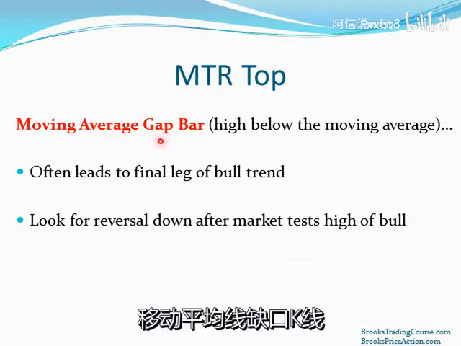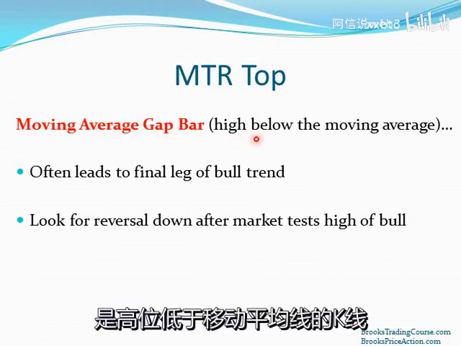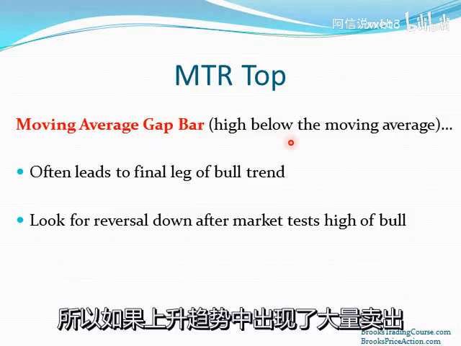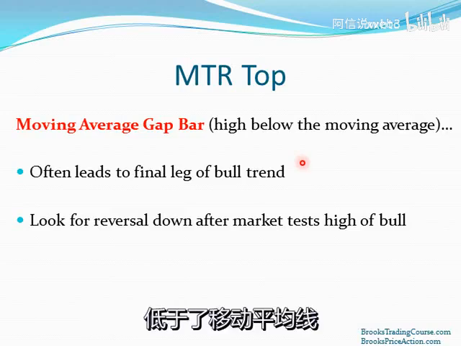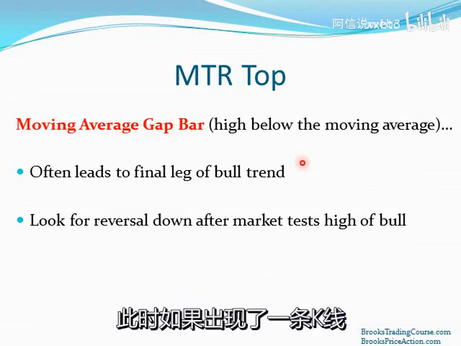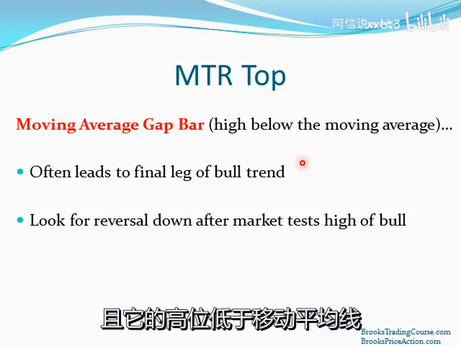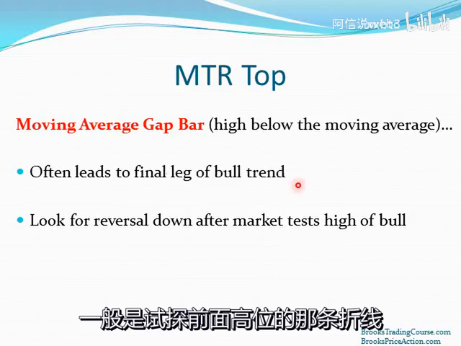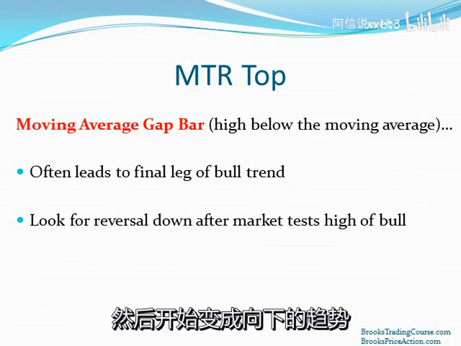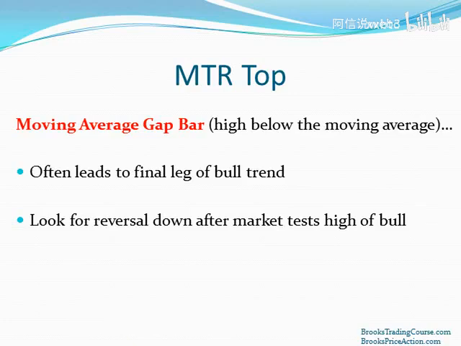A moving average gap bar is a bar with a high below the moving average. So if you have a bull trend and then a sell-off below the bottom of the bull channel and below the moving average, and you have a bar with a high below the moving average, that often leads to the final leg of the bull trend. It usually leads to the leg up that tests the old bull high and begins the reversal into a trend down.